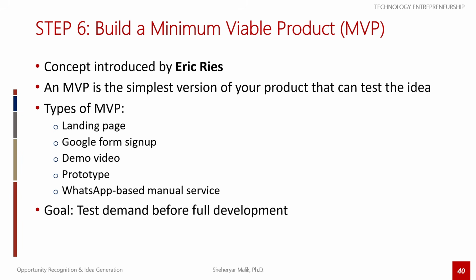I generally like the idea of building a small prototype. I do not believe that a landing page is sufficient. Yes, it gives you a good gist, but it's always a good idea to come up with a working prototype, I mean an implementation-based prototype, and then you can have a WhatsApp-based manual service. So what's the goal? You are going to test demand before full development. You show your customers, okay, this is how we are going to solve your problem, and this is how it's going to look. Based on that, you can get feedback, reiterate, and improve your product as well.